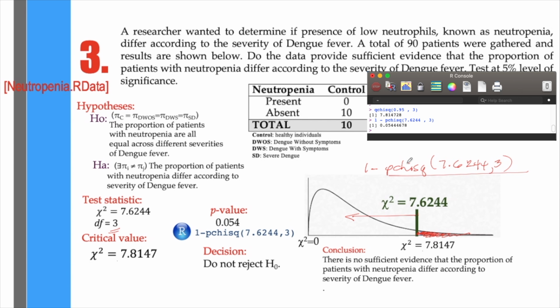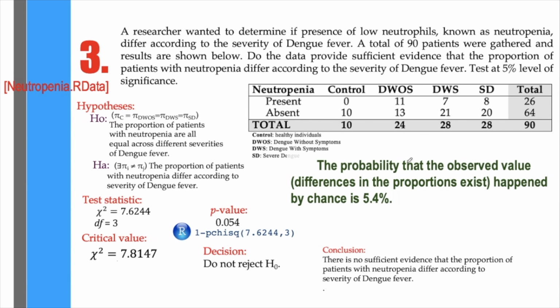Again, 0.054 indicates that the probability that the observed differences in the proportions happened by chance is 5.4%. In other words, 5.4% is relatively large compared with 5%. Thus, we have a reason to doubt the alternative hypothesis. That is why our conclusion is in favor of the null hypothesis.